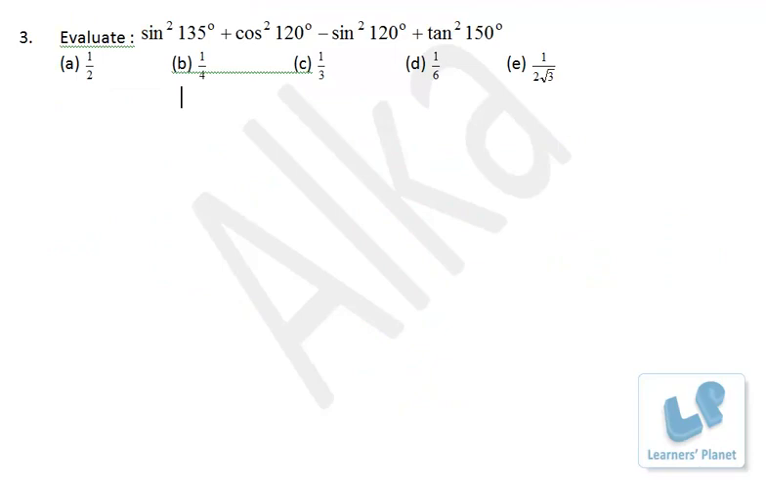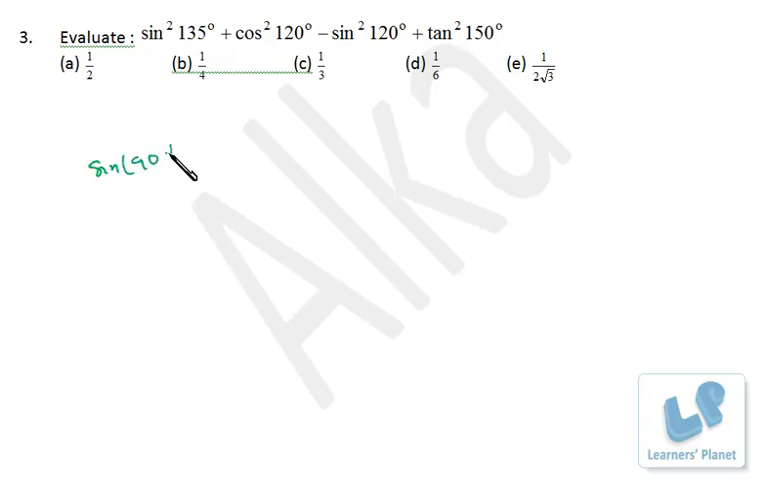Now in this question we have to find the value of sin 135, cos 120, sin 120 and tan 150, right? All of them are in the second quadrant. So sine is positive, cos and tan will be negative, but since squares are there, all the terms will be positive. Now how do we calculate sin 135?